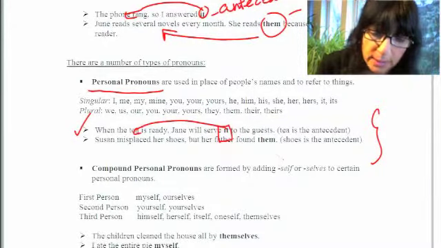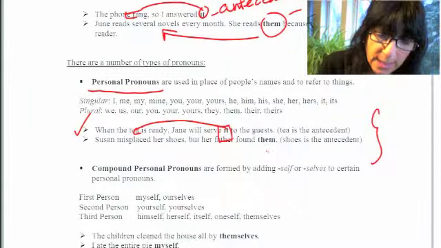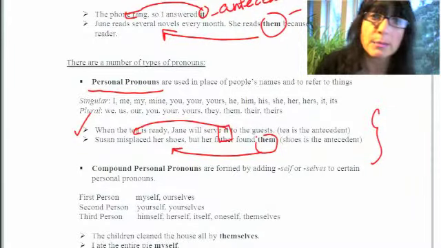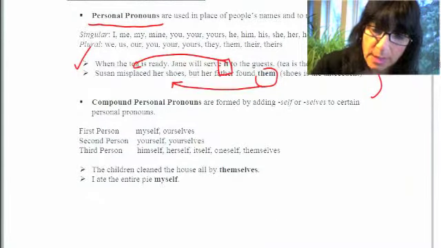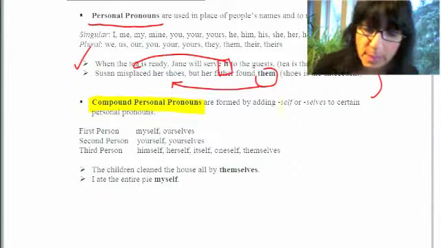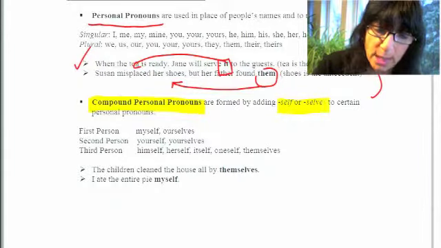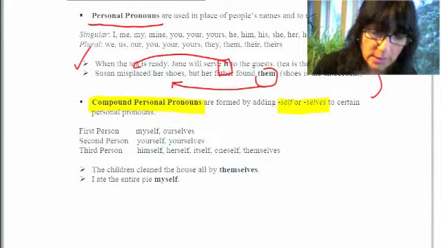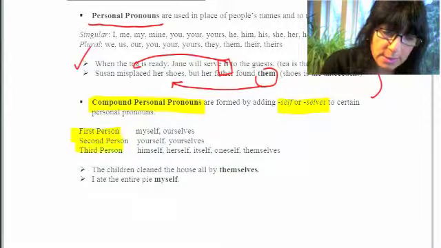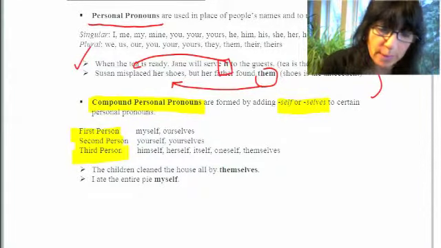So instead of repeating the word shoes, shoes is the antecedent, and you are replacing the word shoes with the pronoun them. So you're not being repetitive. A second kind of pronoun is called compound personal pronouns. They're formed by adding self or selves to certain personal pronouns. And they're words like myself, ourself, yourself, himself, etc. And they take on first person, second person, and third person.